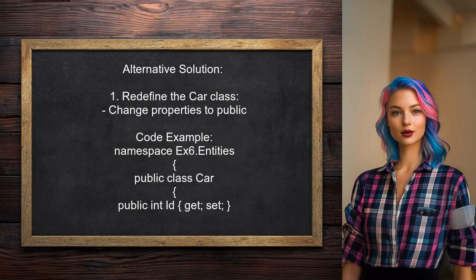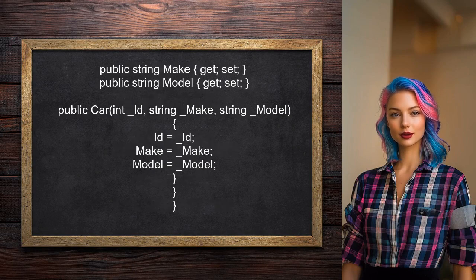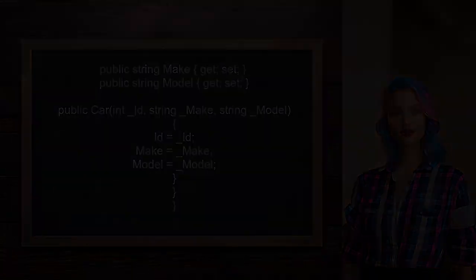An alternative solution suggests redefining your car class. Instead of using private properties, make the properties public. This change allows the JSON serializer to access the properties and return the correct JSON output.